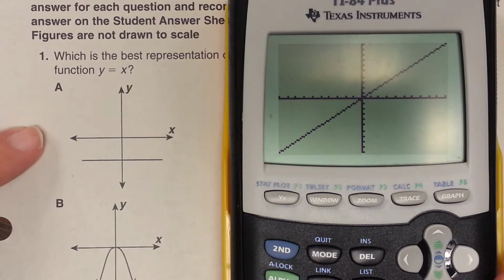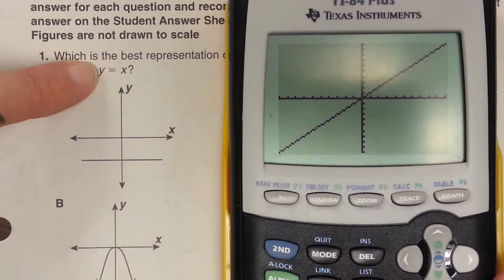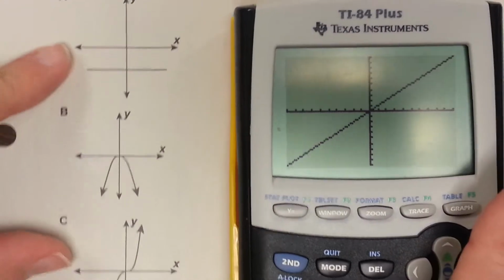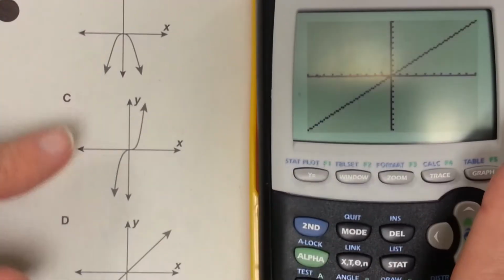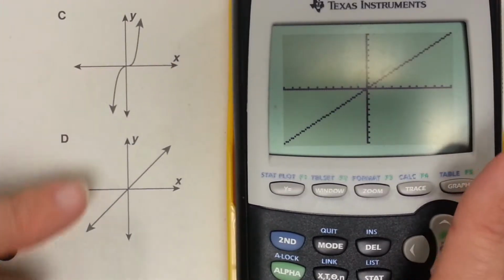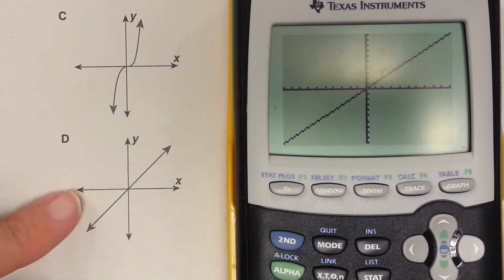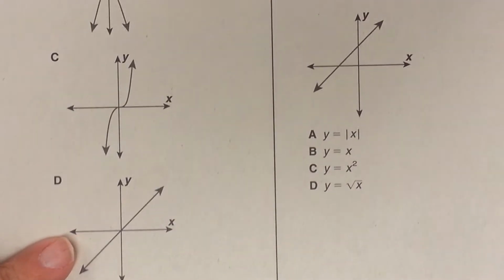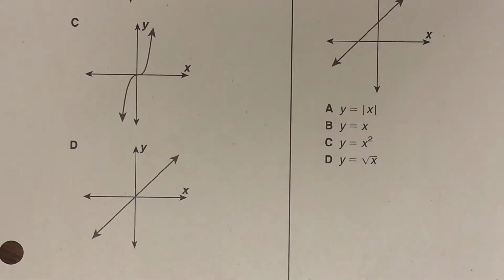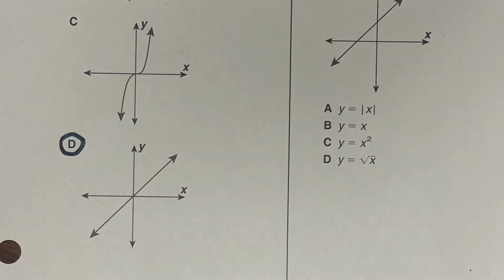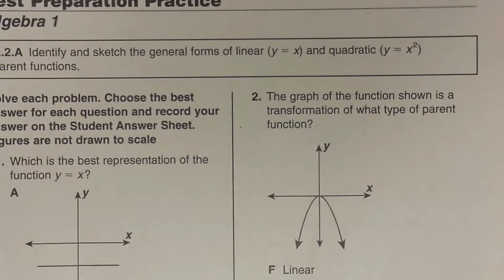Now the first one is a line, which we expect because this is the linear parent function. This one is a line. This one is a parabola. This one is a cubic. But this is the one that matches. This is the one that looks like our parent function that we drew in our calculator. So we would pick answer choice D. Let's look at the next question.